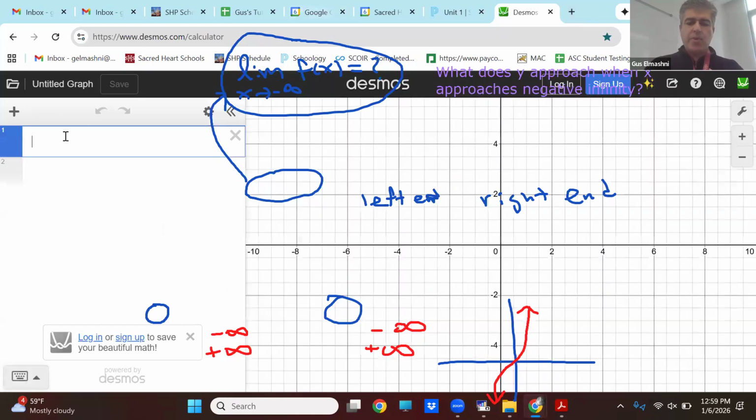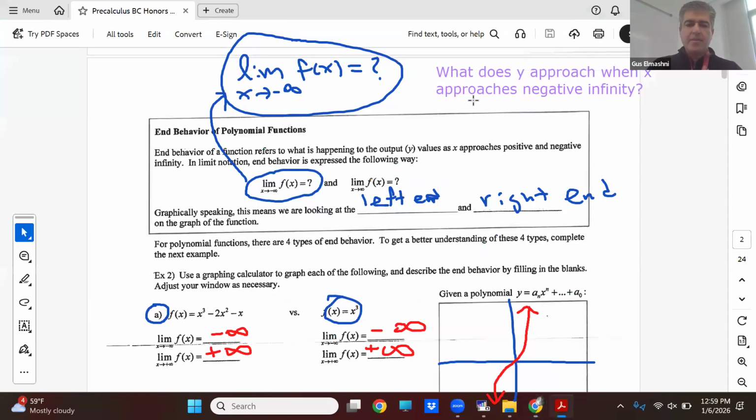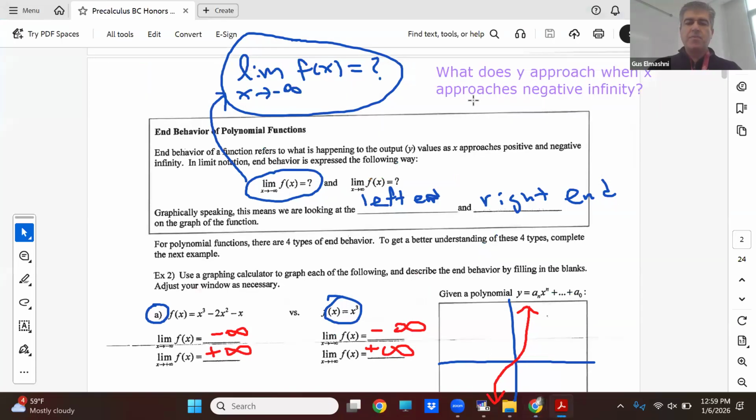But yeah, if I just do it really quick here, y equals x cubed minus 2x squared minus x. Big deal. Fine, there's some curves, whatever. Still, the end behavior is the same. It does not change. So what's the moral of the story here? The end behavior depends on only two things. What are those two things it depends on? The leading coefficient.